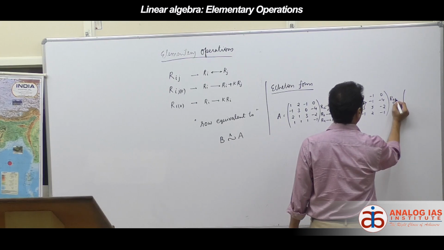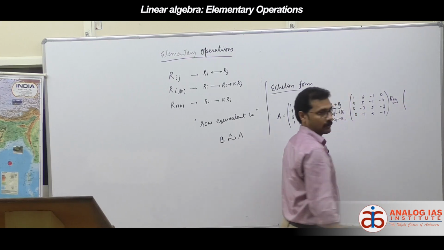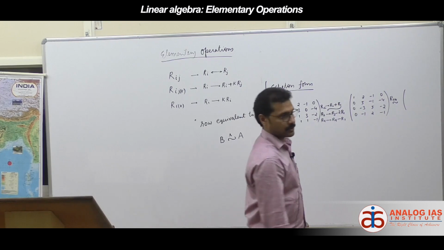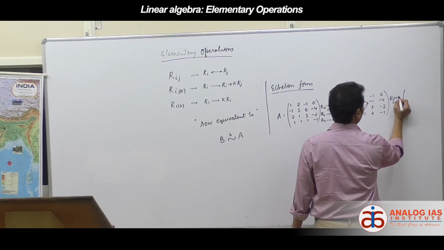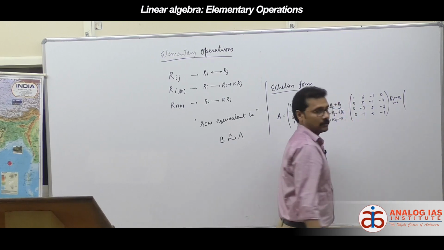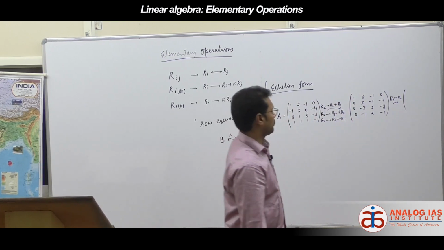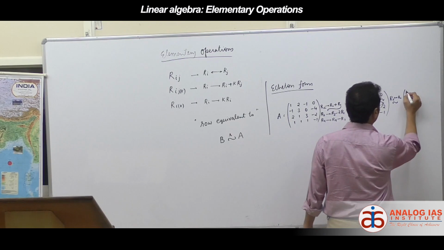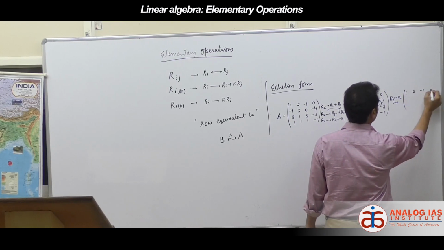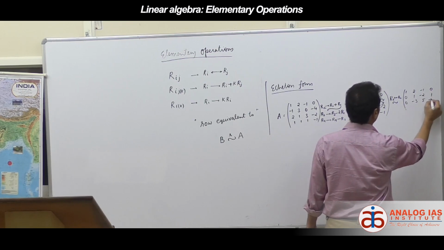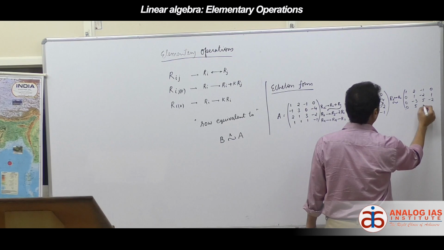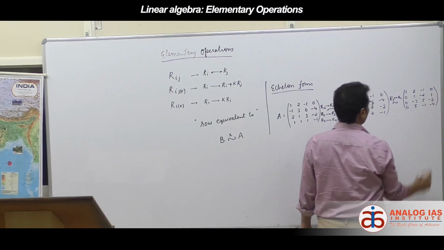What you can do here is interchange row 2 and row 4. This is symbolic notation, but you can write row 2 and row 4 interchange to get into echelon form. And you can multiply with minus 1 also. 1, 2, -1, 0; 0, 1, -2, 1; 0, -3, 5, -2; 0, 5, -1, -4.